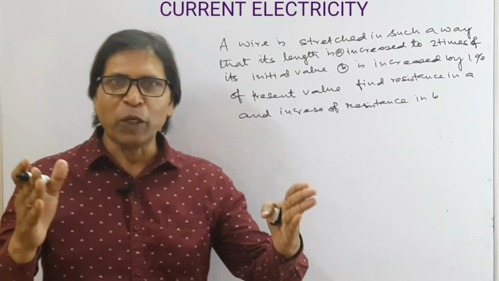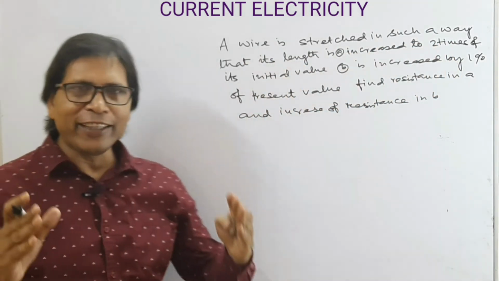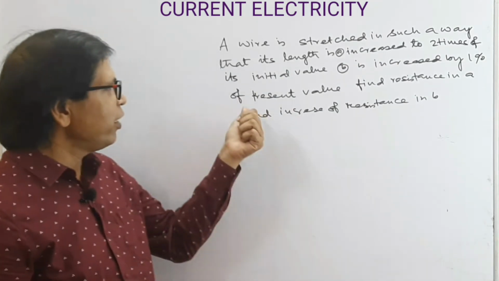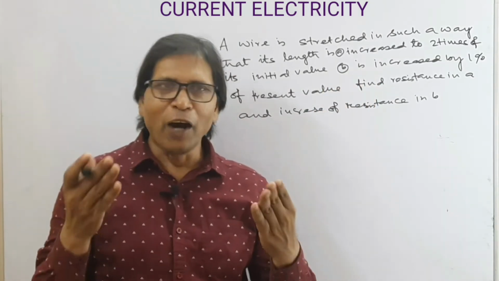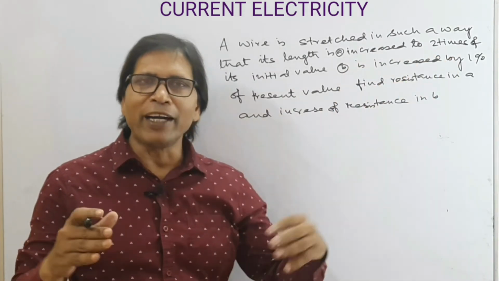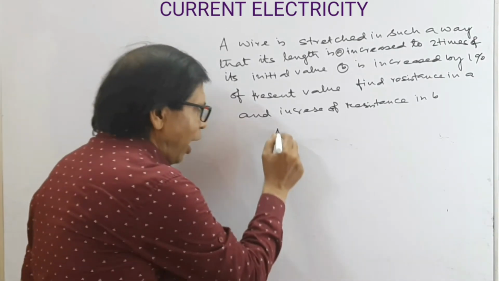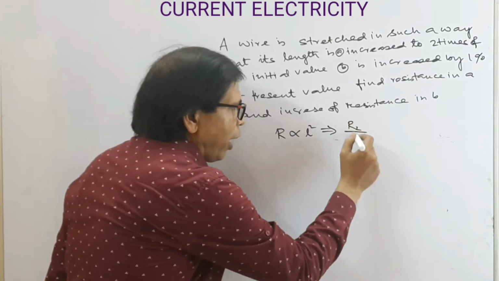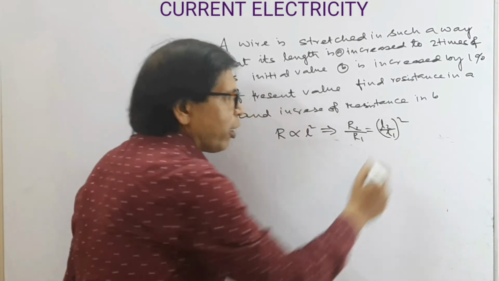Okay. Look at this, a numerical. A wire is stretched in such a way that its length is increased to 2 times its present value, and in the second case its length is increased by 1%. What will be the resistance in the first case, and in the second case find the increment of resistance. Look at this, we know in the first case R is proportional to L square. Therefore R2 by R1 is equal to L2 by L1 whole square. Okay.